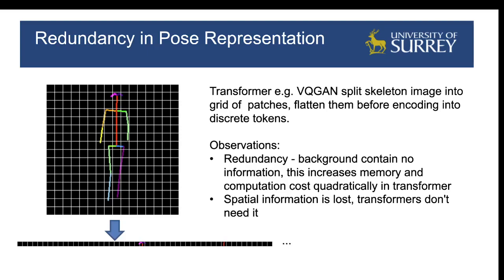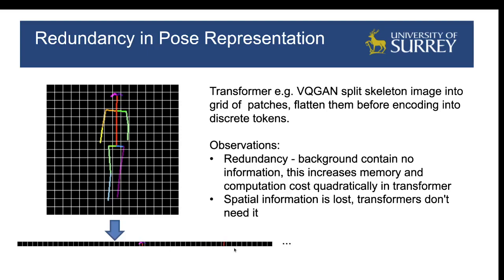This is how VQGAN and transformers generally represent pose. It first uses a skeleton image. It breaks it down into a grid of smaller patches, then flattens them because a transformer accepts flat input, and then encodes each patch using an image encoder into discrete tokens. We observed two things. The first is that there is a lot of redundancy in the background, which does not contain information. And secondly, the 2D spatial information is lost with this flattening.